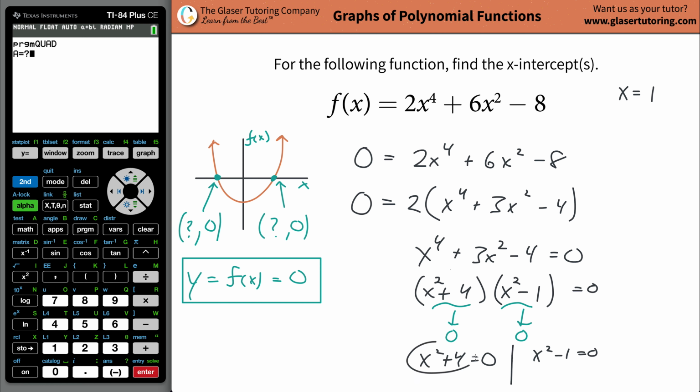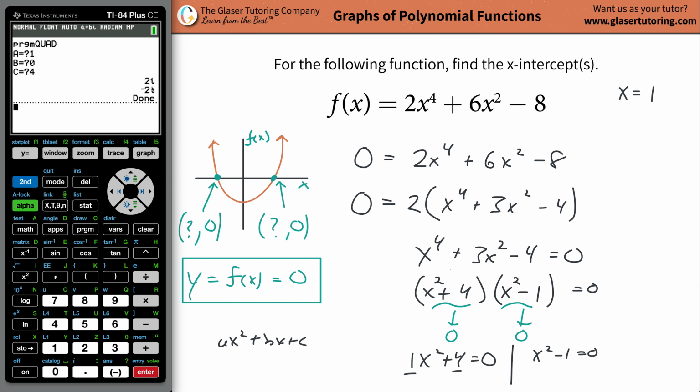So when we look at this function, the a value is 1. There is no b value in there, right? And the c value is going to be 4. You know that, right? The ax squared plus bx plus c kind of deal. So for this function, a is 1, b is 0, c is going to be +4. Hit enter. Ooh, we get i's, right? We got imaginary numbers. No good.